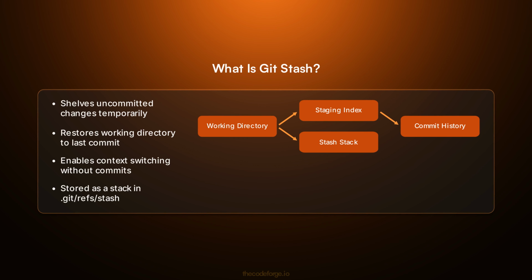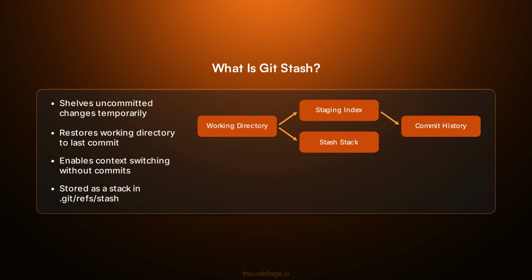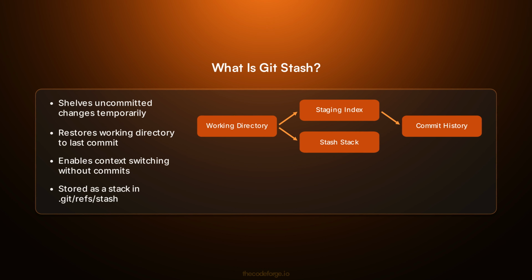Git Stash temporarily shelves uncommitted changes, restoring your working directory to match the last commit. This lets you switch branches, apply a hotfix, or start a different task without committing half-finished work. The stash lives as a stack of commits in refs/stash and its reflog, not in any remote, meaning it's purely local and ephemeral by design.